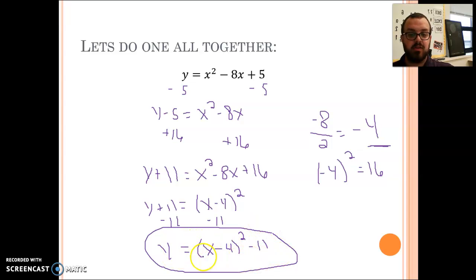So that's how we're going to use completing the square to convert to vertex form. All right, so that's going to be what we do for today.